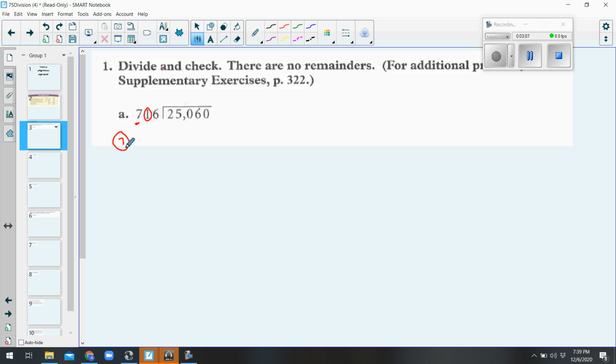Now ask yourself, will 7 go into 2? No, it won't. Will 7 go into 25? Yes, it will. How many times will 7 go into 25? 3 times. So I'm guessing that 716 will go into 2,506 3 times. And then you're going to multiply through. So 3 times 6 is 18. 3 times 1 is 3, plus my 1 is 4. And then 3 times 7 is 21. And then I'm going to subtract.